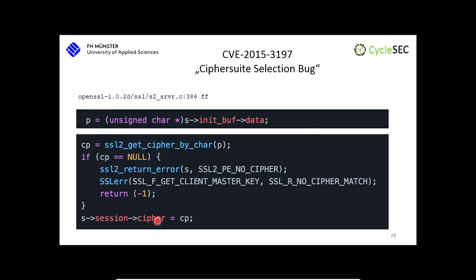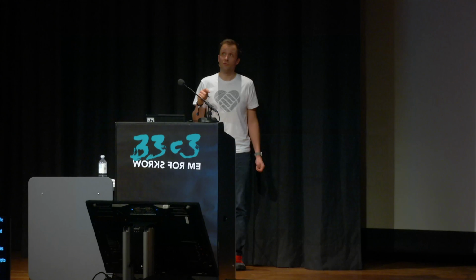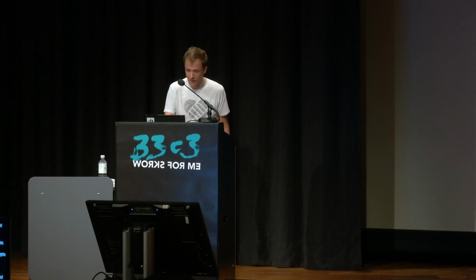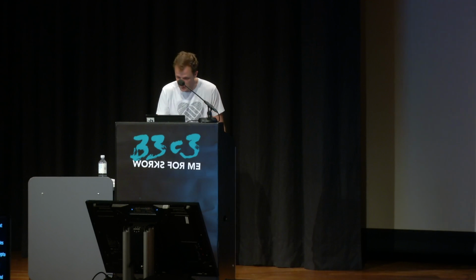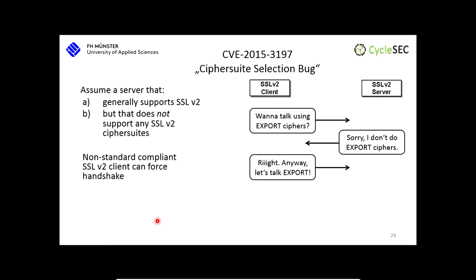So who sees the part that checks the configuration? We certainly haven't found it, right? It's not there, okay? So basically what happens is a non-standard-compliant SSL version 2 client can force that handshake. So we say, want to talk export ciphers? Nah, I don't do export ciphers, sorry. Okay, and we go, right, okay, let's talk export 40 anyway. And the server would say, okay, sure, we can do that. Sure.